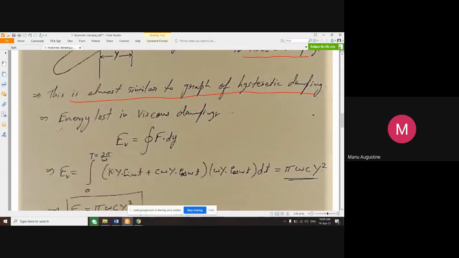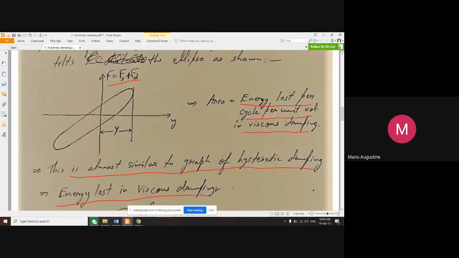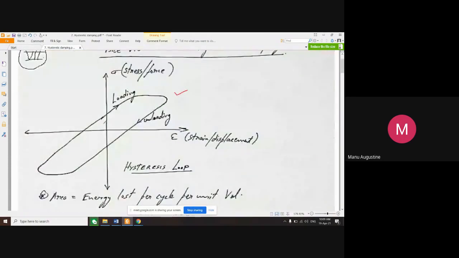Now let us see what is the expression for energy lost in viscous damping. Till now we have been able to achieve that the graphical loss of energy in the case of viscous damping looks somewhat similar to the graphical loss of energy for structural damping.